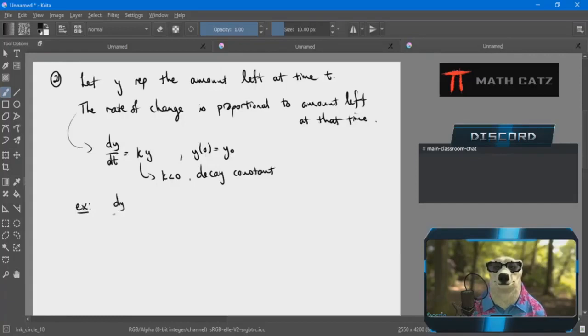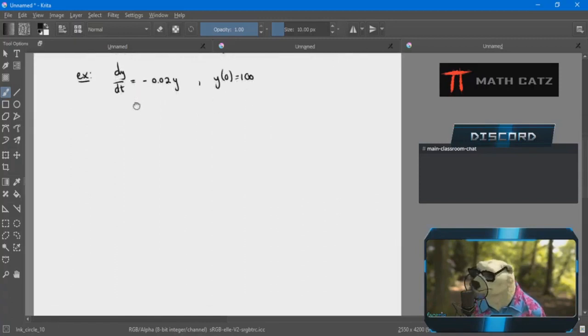Let's take an example. Let's suppose I have a decay constant of negative 0.02, and let's suppose I have an initial amount of 100. Could be 100 grams of the radioactive material or whatever. Then there's literally no change in how I approach this. But let's go through that again.